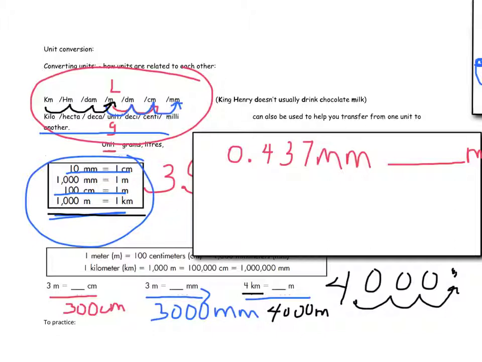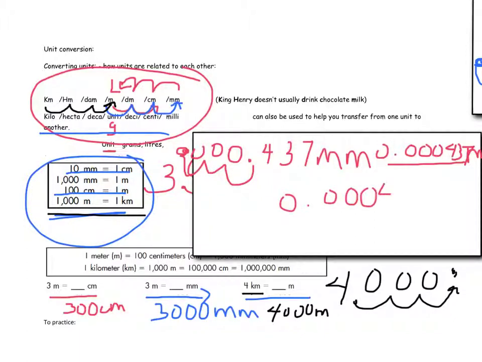From millimeters to meters is 1, 2, 3 jumps to the left. So I'm going to go 1, 2, 3 jumps to the left. I have to fill it with 2 zeros and I need a 0 in front. So I'm 0.1, 2, 3 zeros, 4, 3, 7. I can barely squish it in there. Let's write that again, 0.000437 meters.